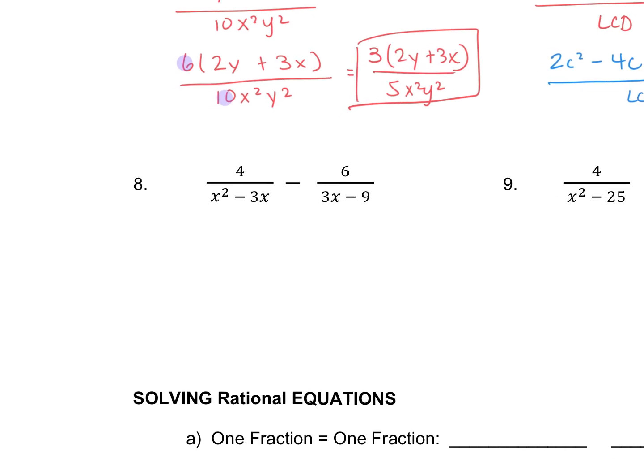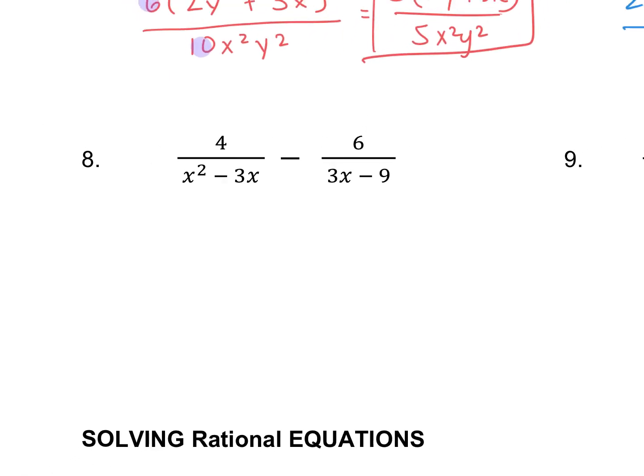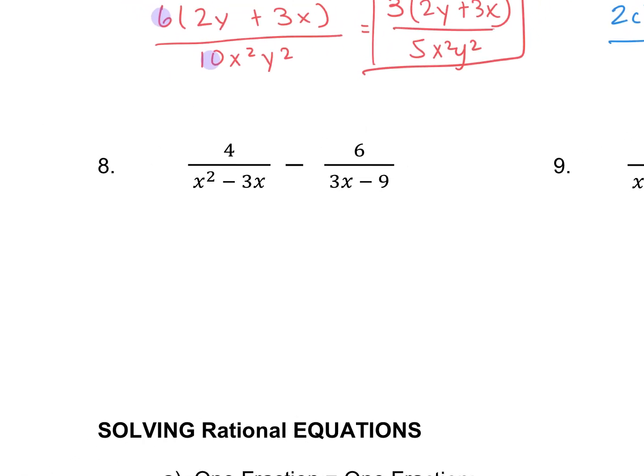Number 8, the first thing we want to do is find that LCD. Can't find the LCD unless we have factored. So let's factor the denominators, and we will factor, pull an x, we get x minus 3. Pull out a 3, we get x minus 3. Okay, so now our LCD, again, your LCD must have everything in these denominators that you need.